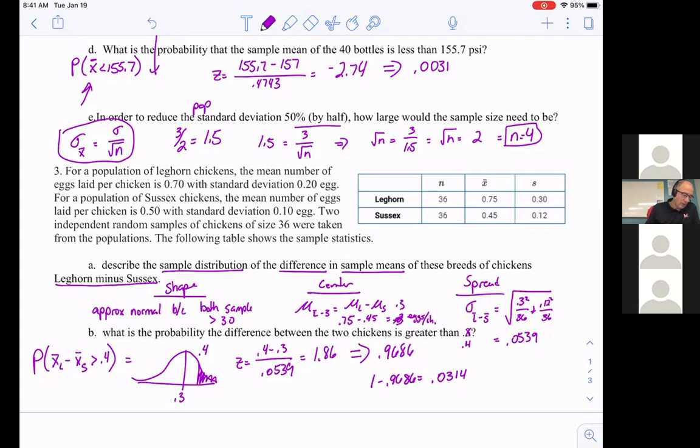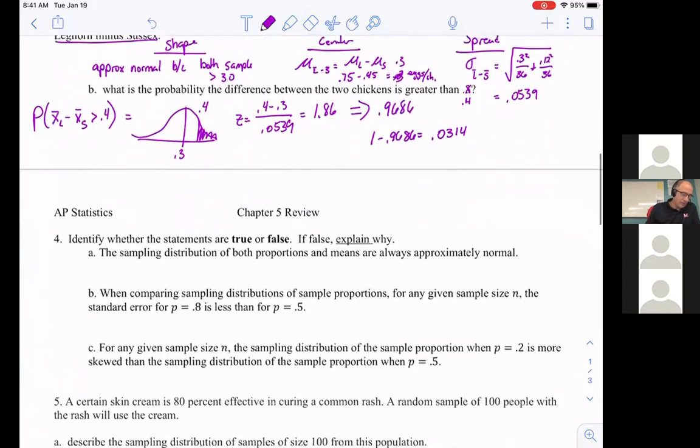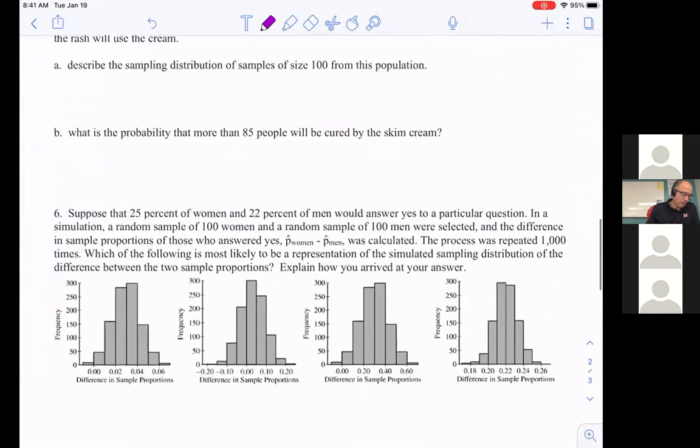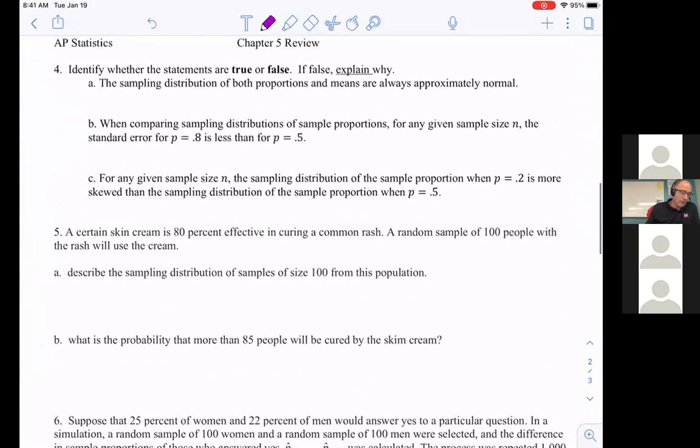Okay. Let's roll through page 2 of this. Identify whether the statements are true or false. If false, explain why. The sampling distribution of both proportions and means are always approximately normal. And this is going to be our false one. Our keyword is always.